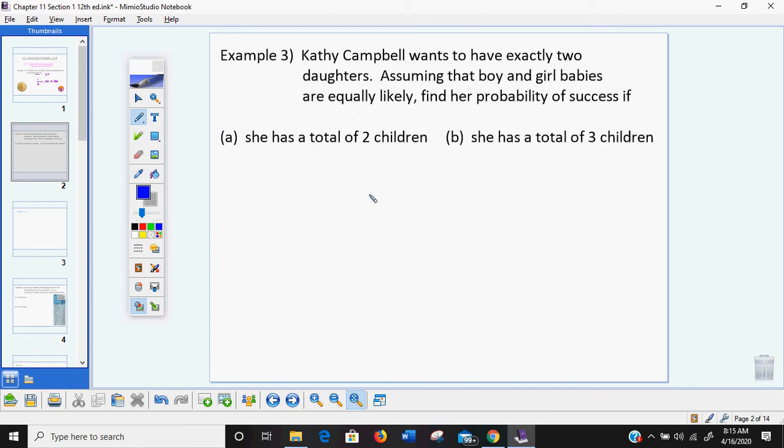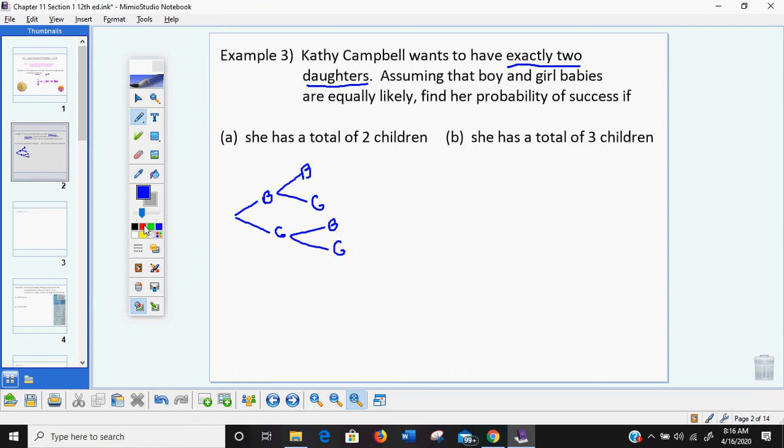This one says, Kathy Campbell wants to have exactly 2 girls. Okay, so we're looking for the probability of exactly 2 girls. Assuming that boys and girls are equally likely, find the probability of success. Okay, so if she has 2 kids, well, the first child can be a boy or a girl. Okay, then she's going to have more kids. So the second child can be a boy or a girl. Now what I'm doing is called a tree diagram and it helps you map it out. Okay, here the second child could be a boy or a girl.